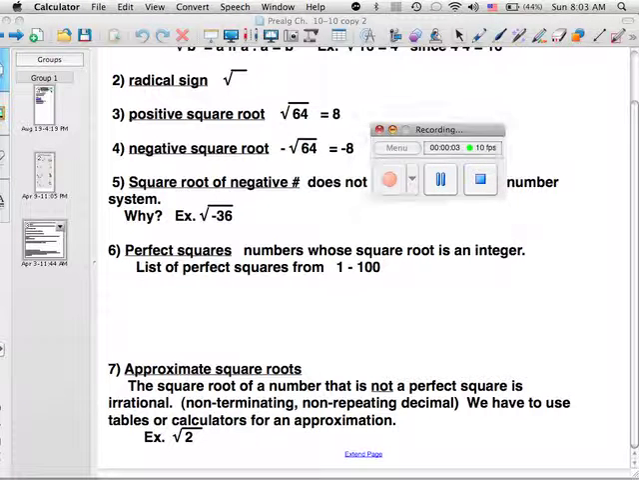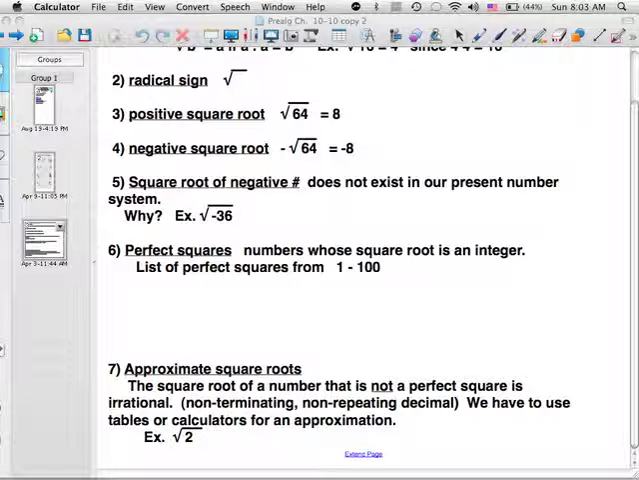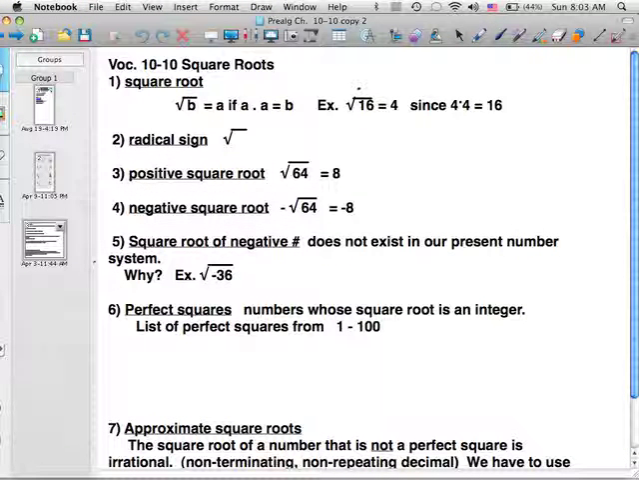We're on chapter 10, section 10, and we're going to be working with square roots. A square root of a number is that number times itself that equals the number under the radical sign. So if I have the square root of 16, I'm looking for what number times itself makes 16. And it would be 4, since 4 times 4 makes 16. This is called the radical sign.